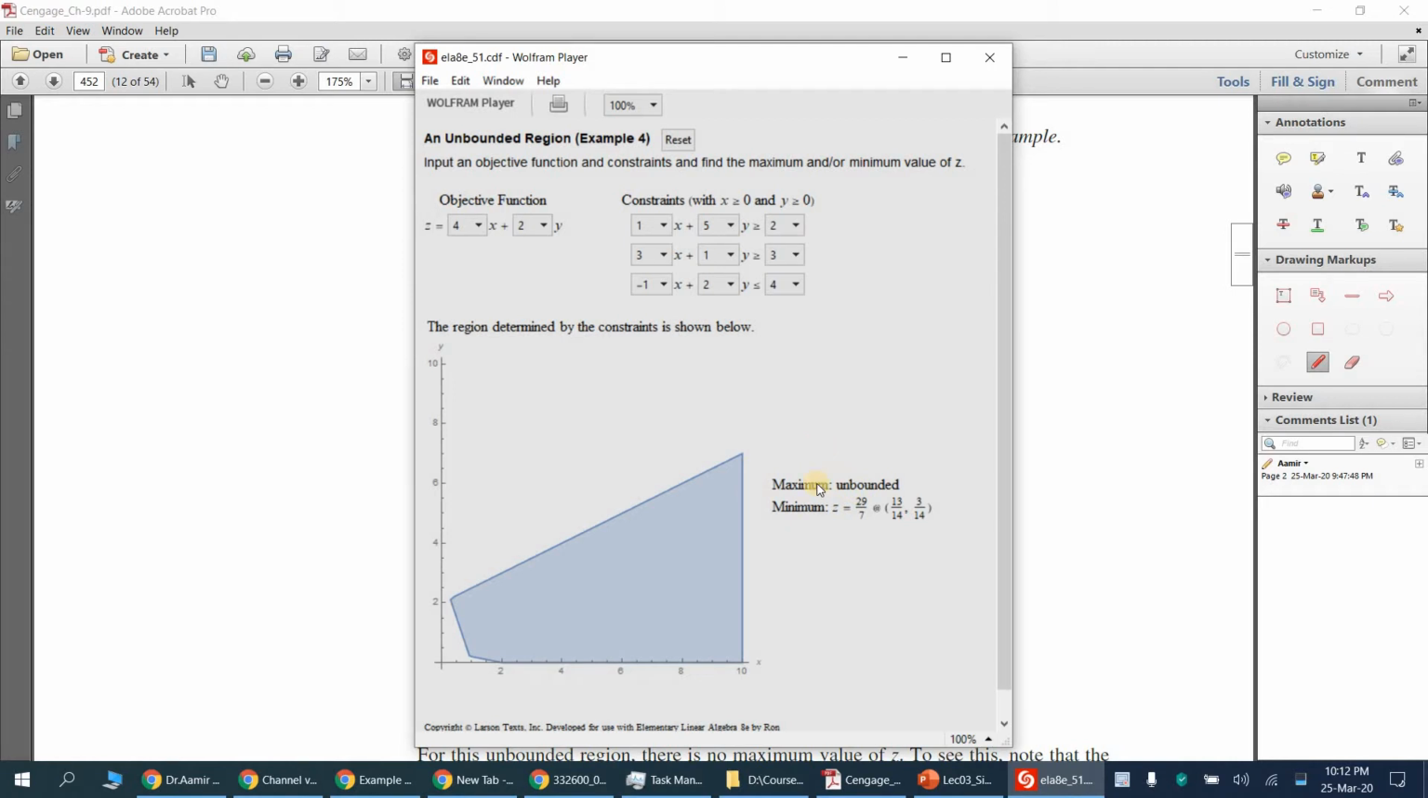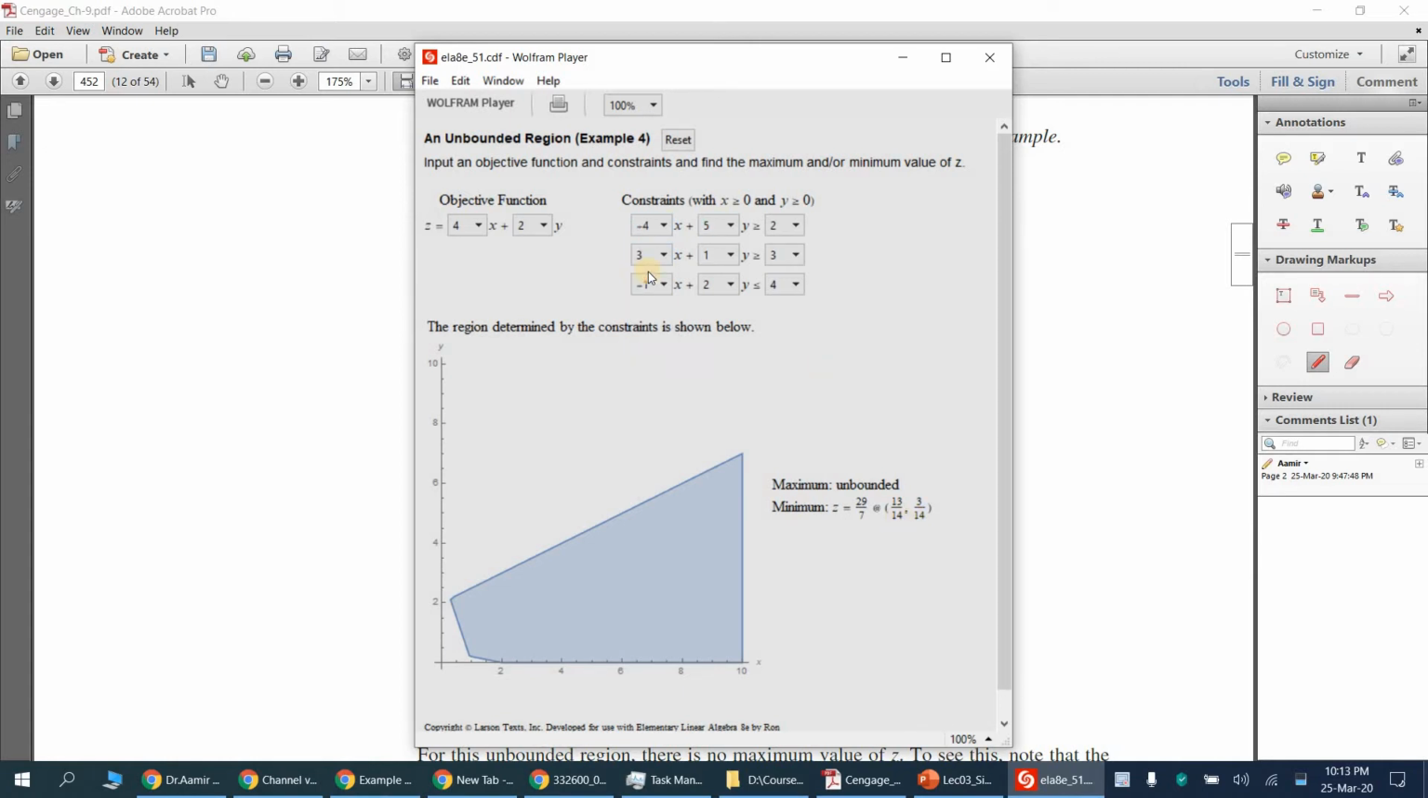So it's showing you that the maximization problem, if it's maximization, then it's unbounded. But for minimization, it's giving you the value of z, which is 29/7. And this value occurs at a point which is 13/14 and then 3/14. Clear? So this is what occurs.